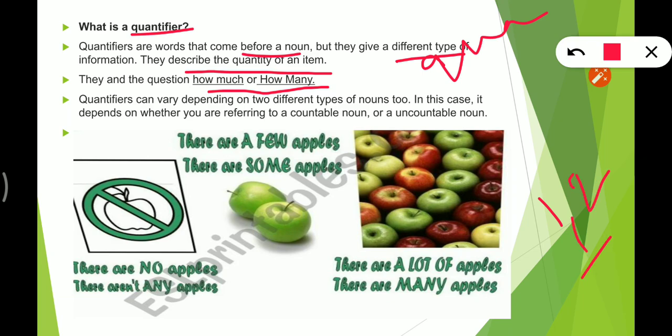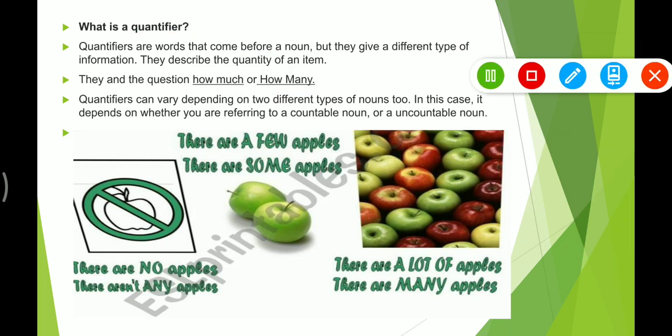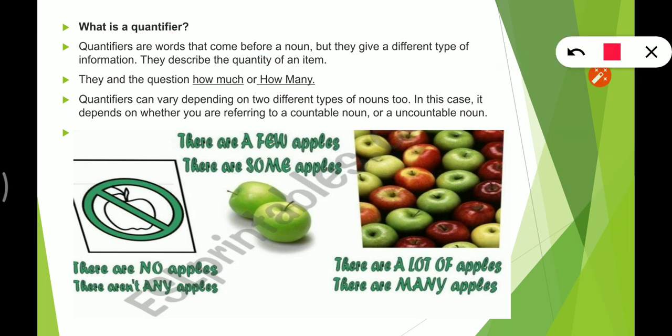Okay, if I ask you a question, how many books do you have? So you'll say a few books or several books, not one book or two books, right? I hope it is clear. Such answers are given in numerals, right? In next slides we'll discuss numerals also. Now here we have quantifiers can vary depending on the two different types of nouns too. In this case it depends on whether you are referring to a countable noun or uncountable noun.